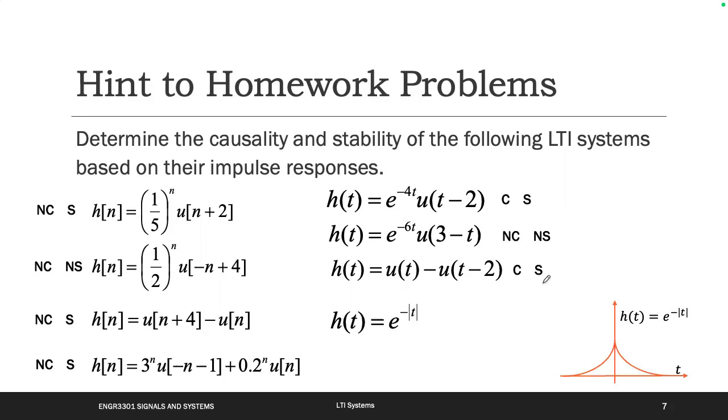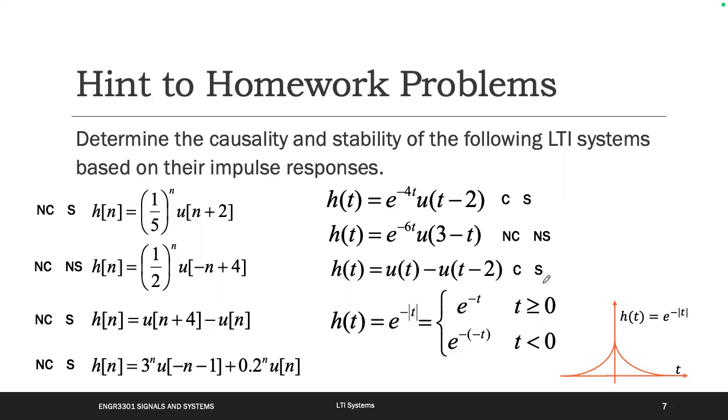Actually, this one is, if you draw it, just similar to this one, am I right? Yeah, because the t is absolute. So for this one, what's causal, not causal? Yeah, because it has the negative part. Stable, not stable. Yeah, actually it is. It can be run like this, am I right?